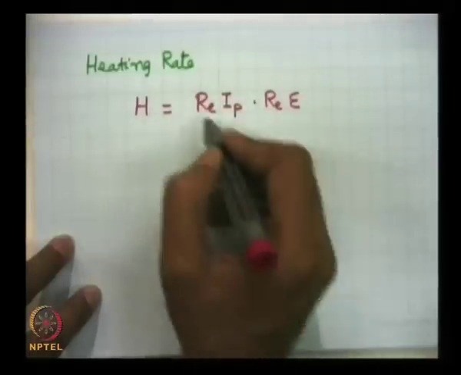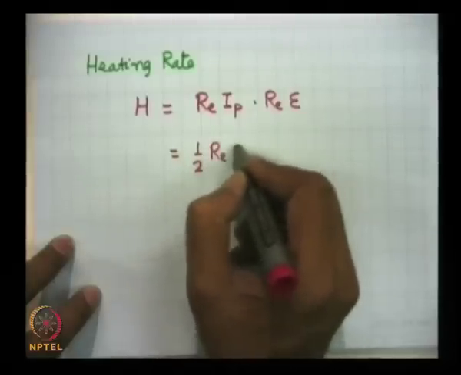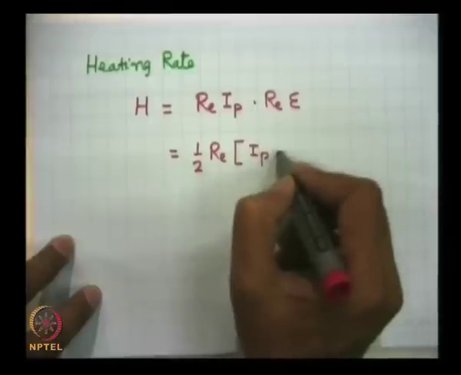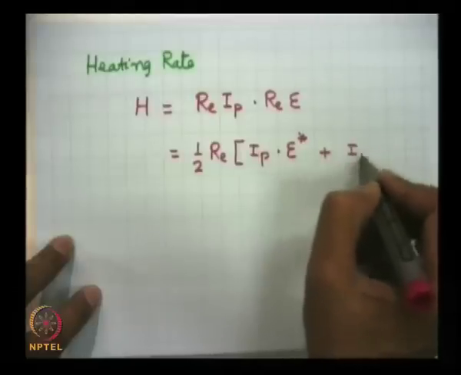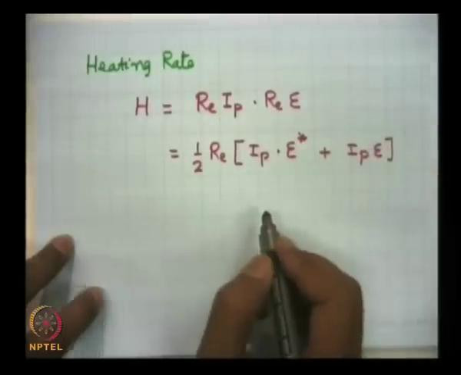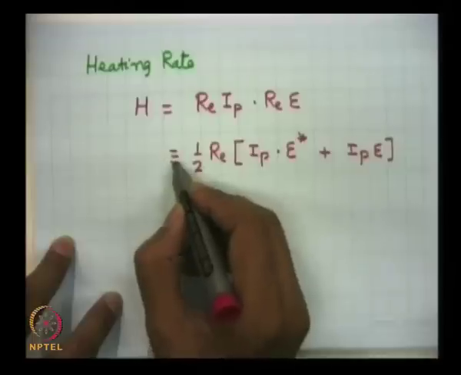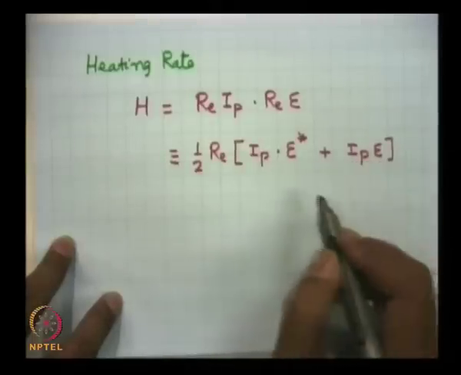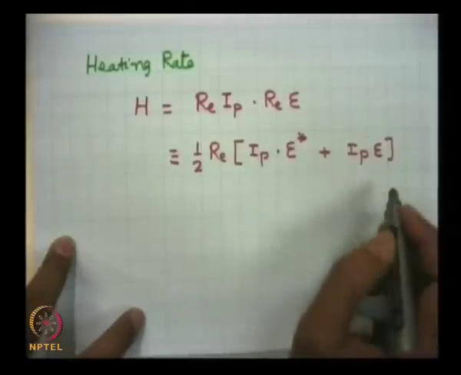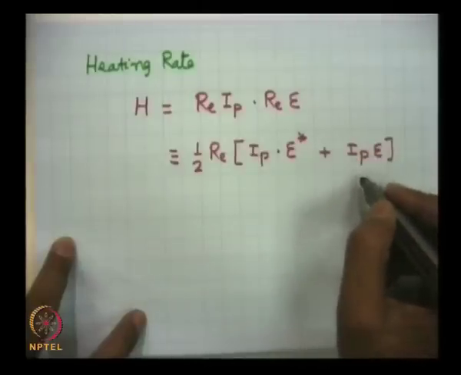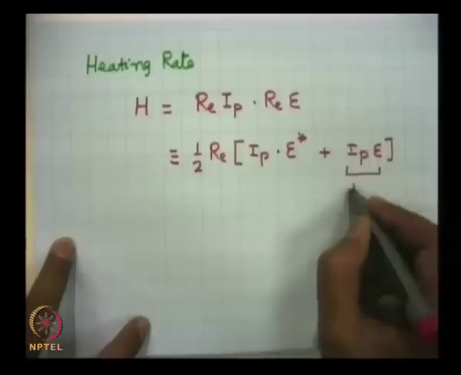However, the time average of this quantity is important, which is called the heat dissipation rate per unit volume. So the time average of this quantity can be written as half the real part of IP into EMF complex conjugate plus IP into EMF. This identity we had proved once: the real part of a complex number into the real part of another complex number is always equal to half the real part of the product of the numbers plus the product of one number into the complex conjugate of the other number. But both are varying in time as exponential minus i omega t, so the time average of the last term turns out to be 0, since the exponentials will cancel.